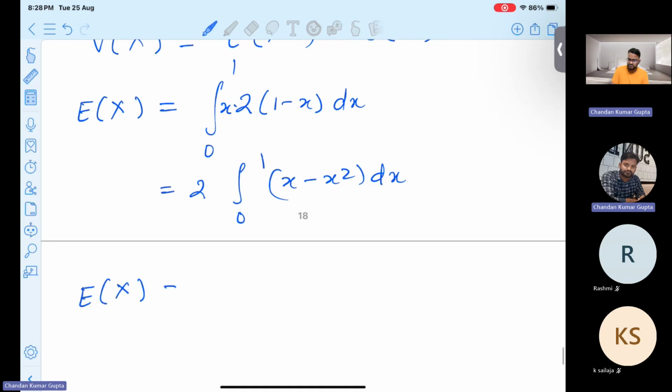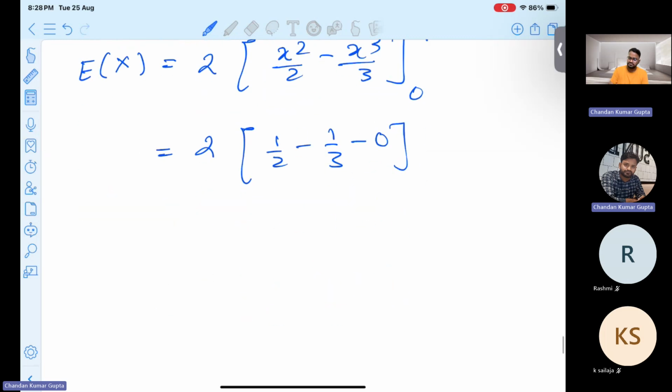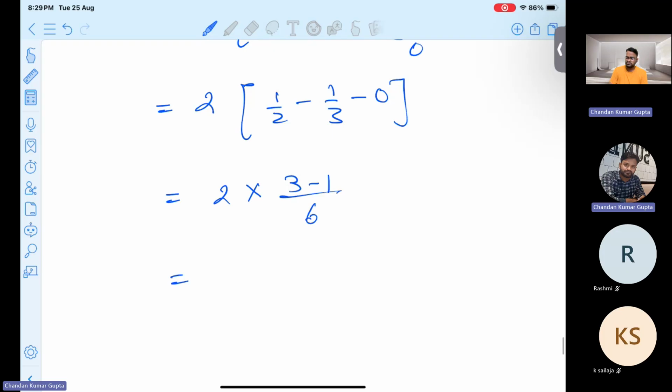So the expectation of x is twice of x square by 2 minus x cube by 3, from 0 to 1. So 2 times (1 by 2 minus 1 by 3 minus 0). So 2 multiplied by 1 by 6, it's 3 minus 1, so 1 by 3. That comes out to be 2 by 3 actually. So the expectation of x is 2 by 3.